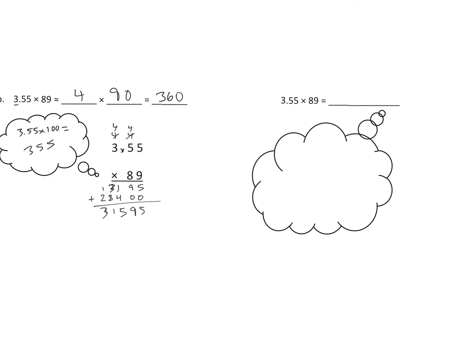I'm going to say, right there, 31,595 divided by 100. Why divided by? Because I timesed it by 100 to make it easier. Now I got to move it back. And that's going to give me 315.95.